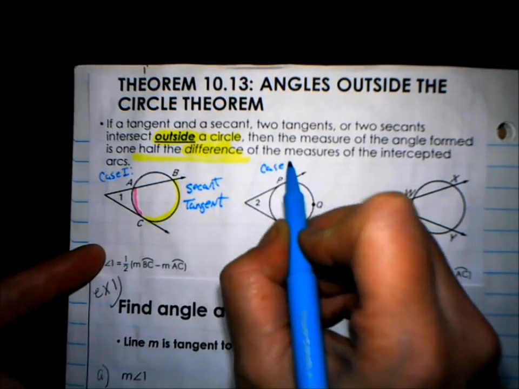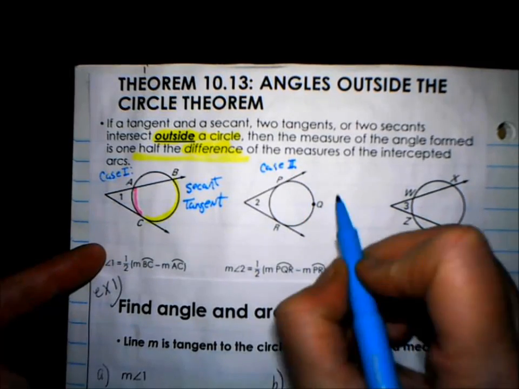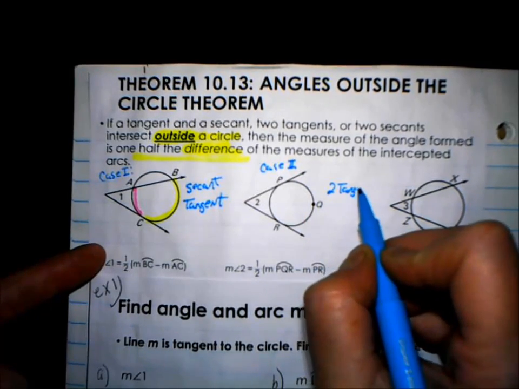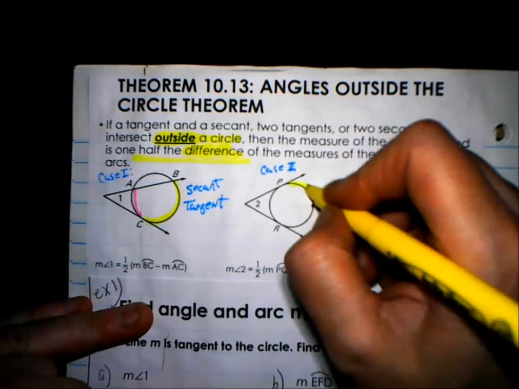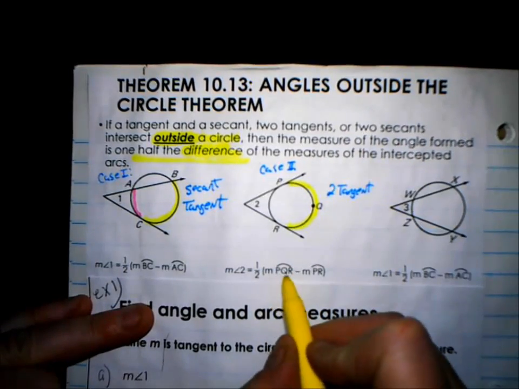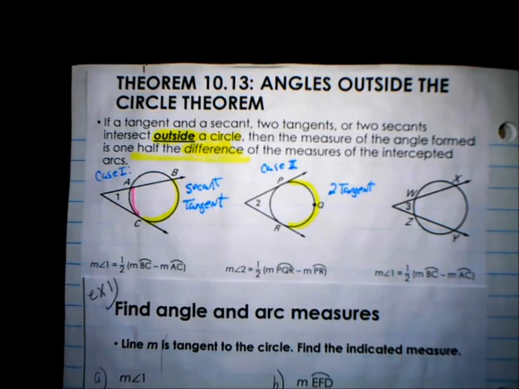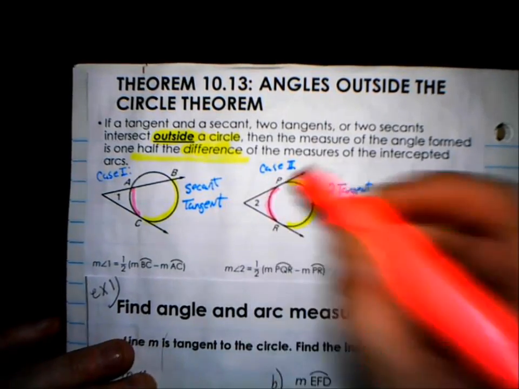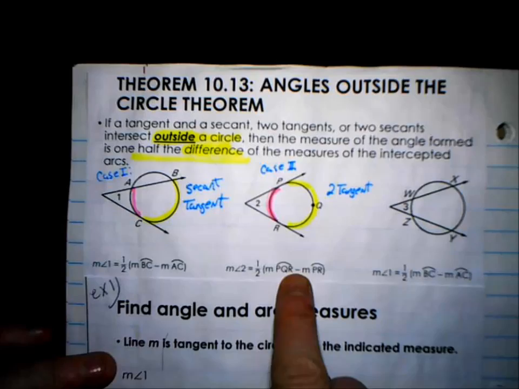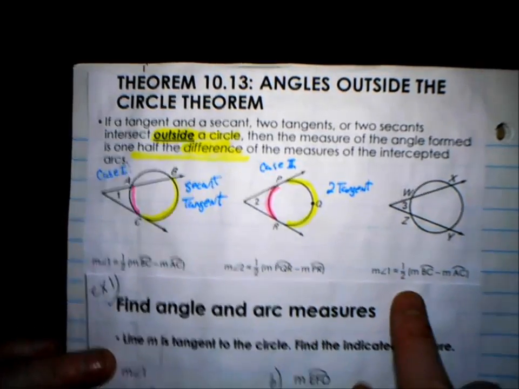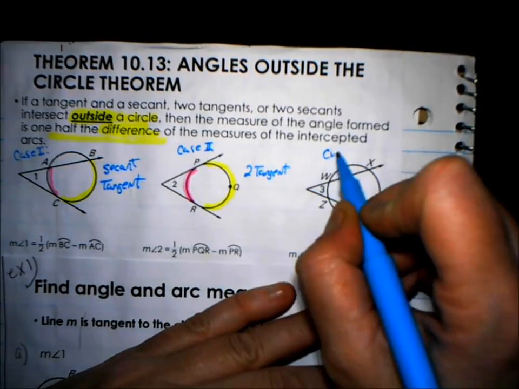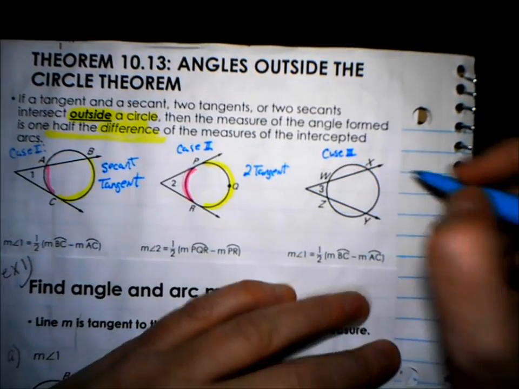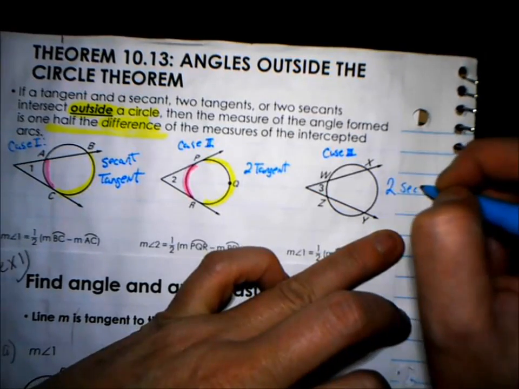On case 2, here they actually have 2 tangents that are given to us. And the same concept is taking place: you take the larger arc, PQR, and you subtract the smaller arc, which would be PR. So there's still subtraction taking place on this theorem. And then if I have 2 secants, this is the third case.